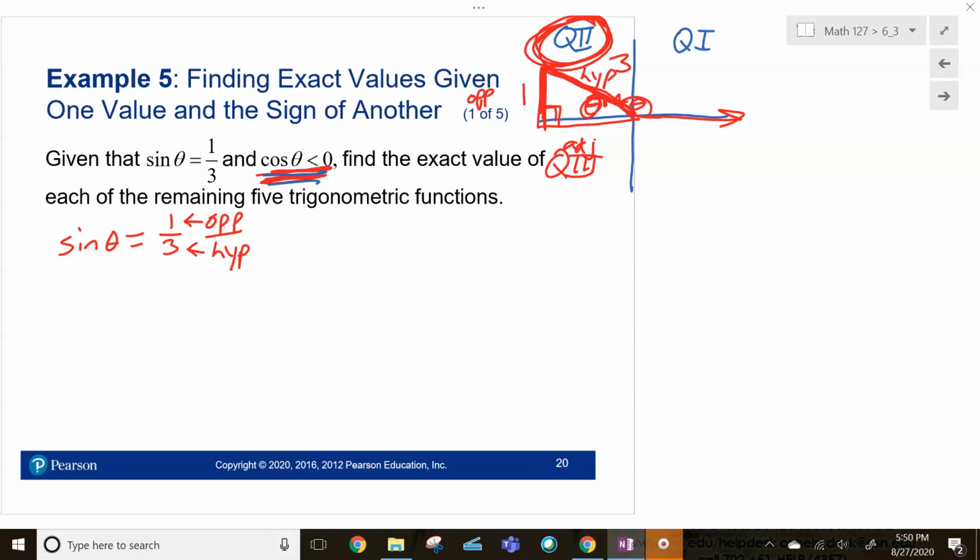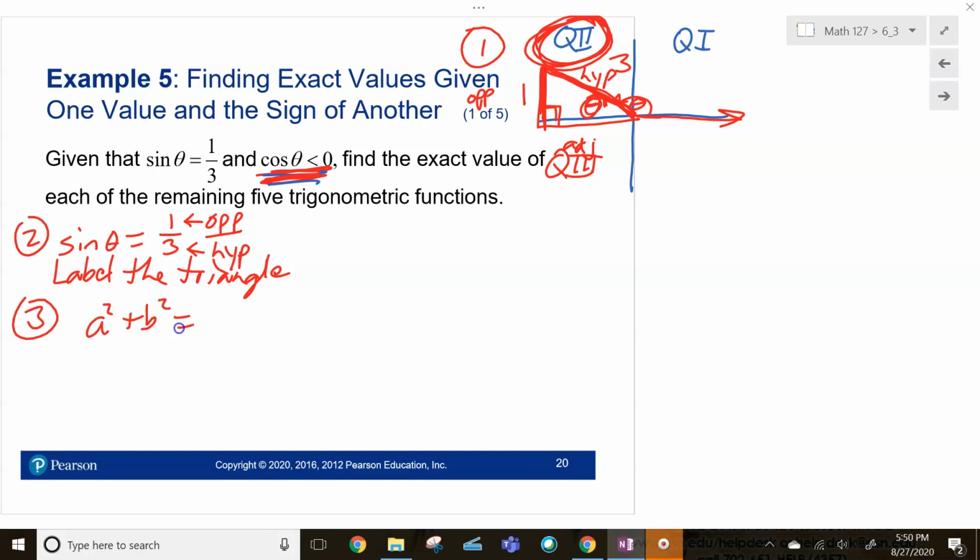So my step 1 is drawing it. Step 2, I'm going to label the triangle using my right triangle trig. Now I have a right triangle, so I know a squared plus b squared equals c squared, where c is my hypotenuse. A and b are my legs. So I've got 1 squared plus b squared, and again, I don't know the b, that's my adjacent side, I'm going to solve for that, equals my hypotenuse, which is 3 squared.